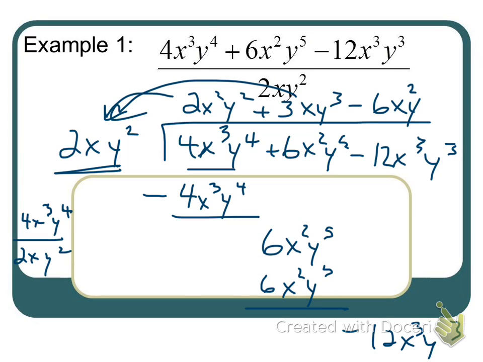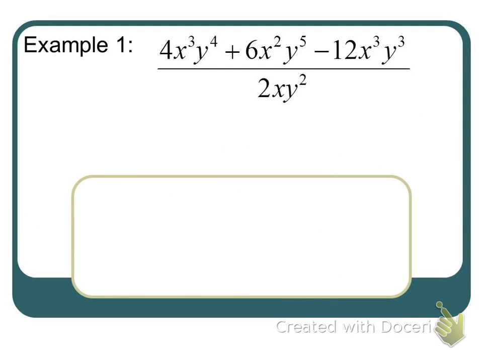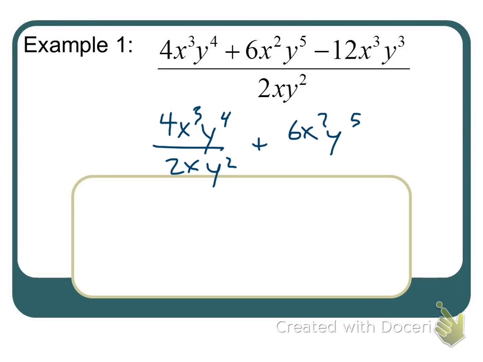Good. Is that the best way to do this problem? It's not, is it? What's the best way to do this problem? Split it. That's right, splitting a fraction. This is the same thing, guys, as each of these terms over 2xy squared. But isn't that what we just did? We divided each term by 2xy squared.